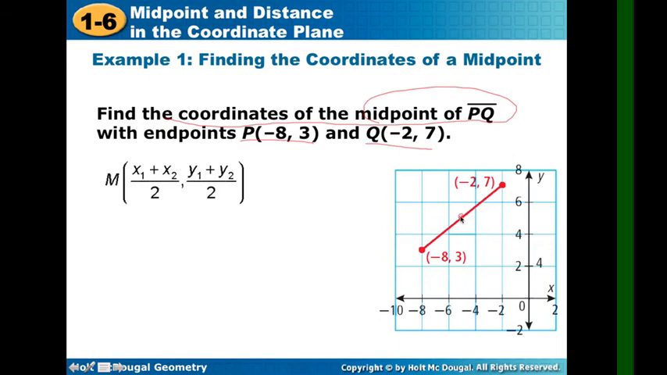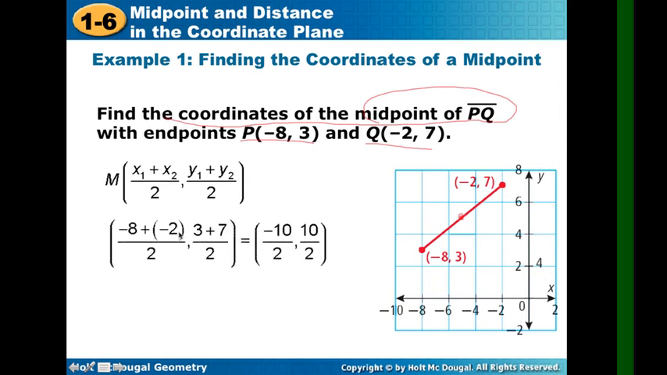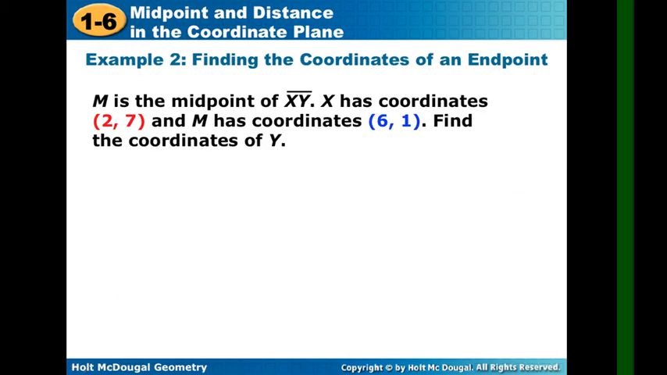Using the midpoint formula, substitute the given. Suppose this is x sub 1, y sub 1, x sub 2, y sub 2. So, x sub 1 is negative 8 plus negative 2, and y sub 1 is 3 plus 7. Negative 8 plus negative 2 is negative 10. 3 plus 7 is positive 10. So, negative 10 over 2 and 10 over 2, we have negative 5 and 5. So, (negative 5, 5) will be the middle coordinates of these 2 points.